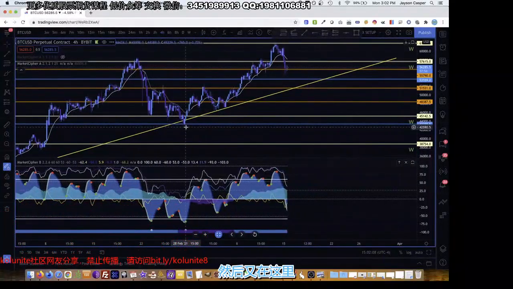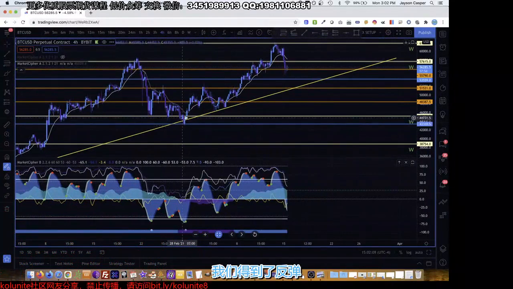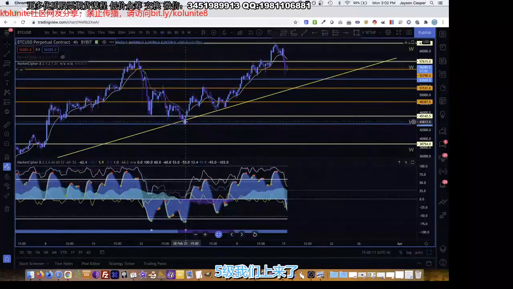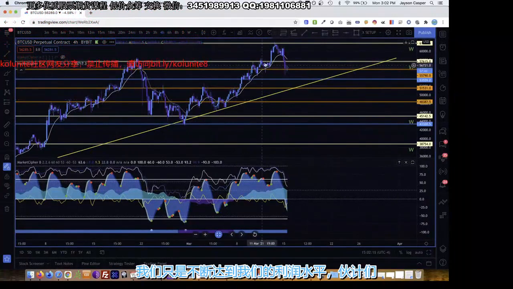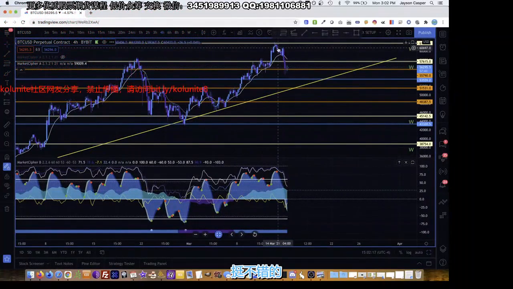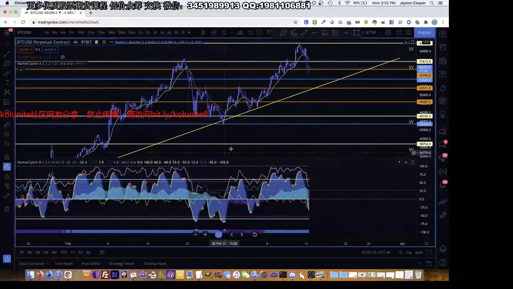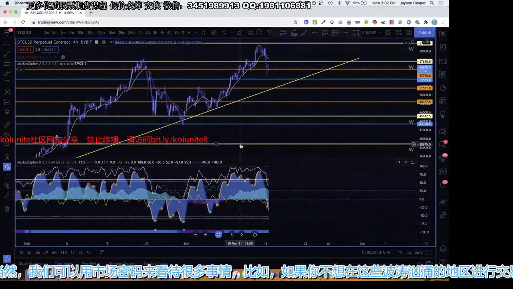Then again down here, we use our Fibonacci. We get our bounce off the 0.5 level. And we come up. Our moving average confirms bullish. We just keep hitting our take profit levels, guys. It's pretty nice the way it works. And of course, there's so many things we can look at with Market Cipher.